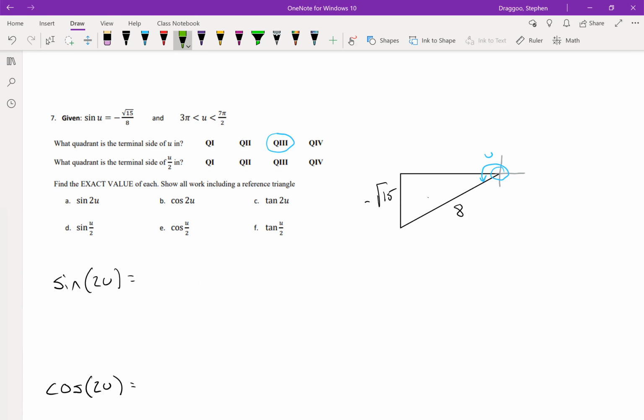Now, since we're right here and still at the top of the page, I'm also going to go ahead and find the quadrant that the terminal side of u over 2 is located in, even though we won't need that until the second half of the problem. But since we're right here, we may as well.